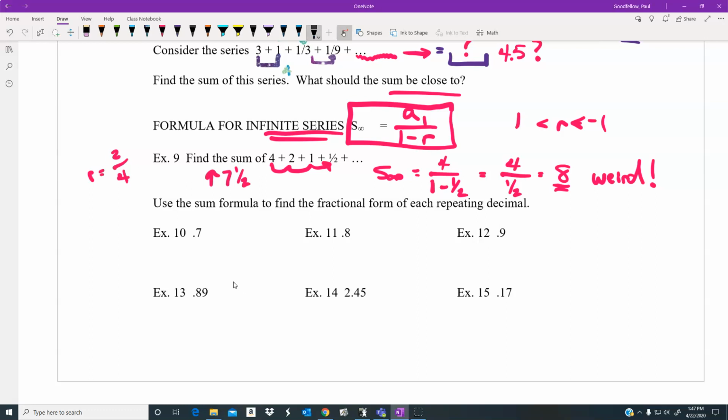Okay, now this is not one of my strongest topics in all of the things that we do in trig pre-cal, so I'm going to muddle my way through it. So be happy that I can maybe figure it out. Use the sum formula to help you find out what the fractional form is for a repeating decimal.